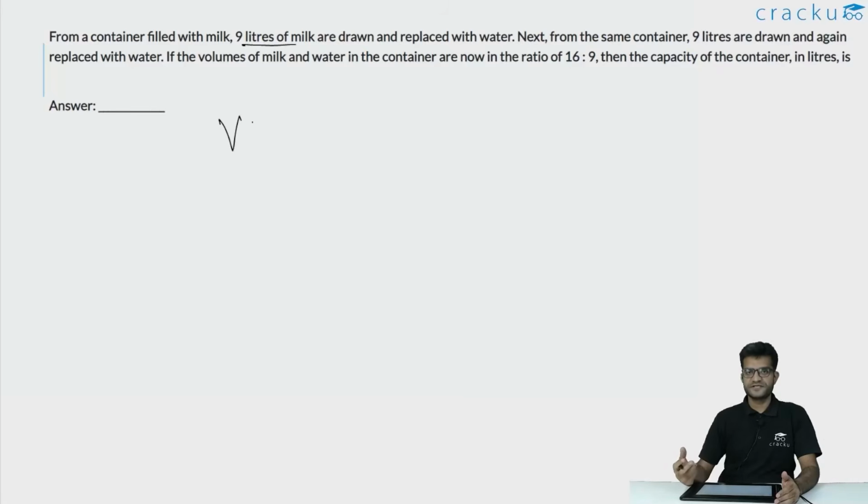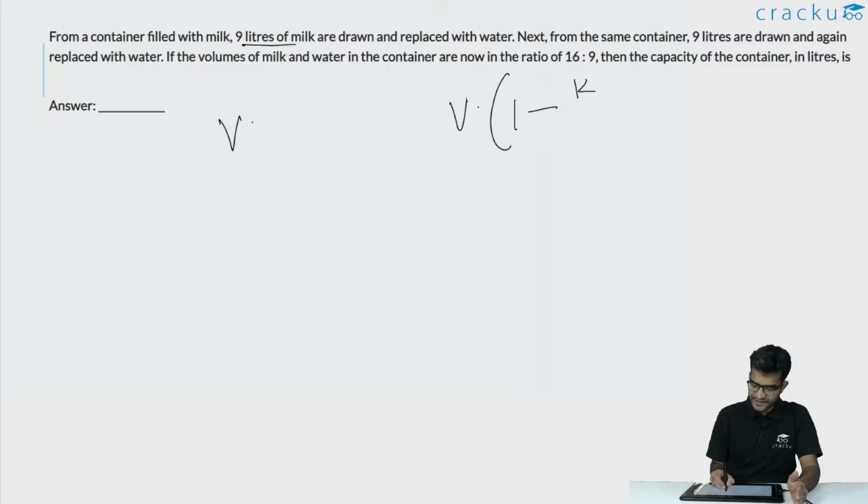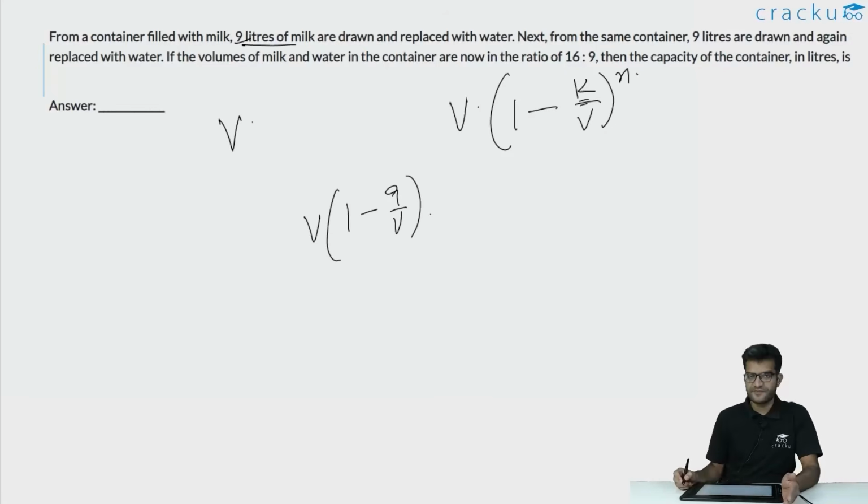If this process is repeated n times, then the volume of milk will be V, which is the initial volume of milk, into (1 minus K by V) whole to the power n, where K is the amount of milk that is being replaced. In this particular case, the value of K is 9 liters. So after the first time when this process happens, the amount of milk that is left in the container will be V into (1 minus 9 by V). If you simplify it, this is basically V minus 9.